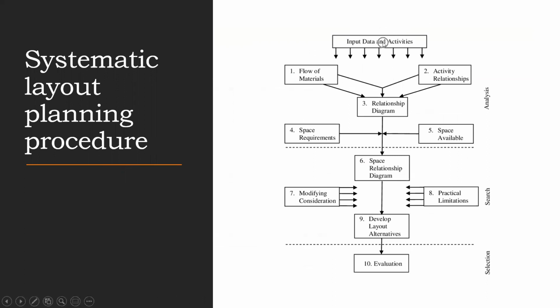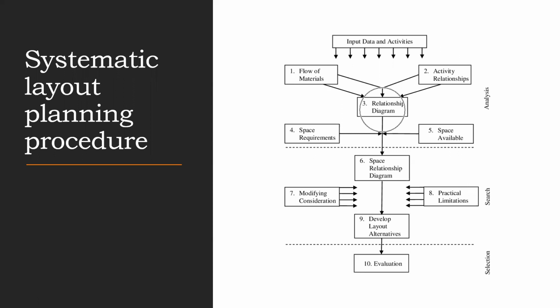So starting with the data, ano-ano yung mga kailangan nating data? That includes ano ba yung product na ipoproduce natin, ano yung mga raw materials, ano yung flow. Ano yung mga existing machines na meron tayo, how will it relate, how departments relate to one another, how close should it be, until ma-establish natin yung relationship diagram.